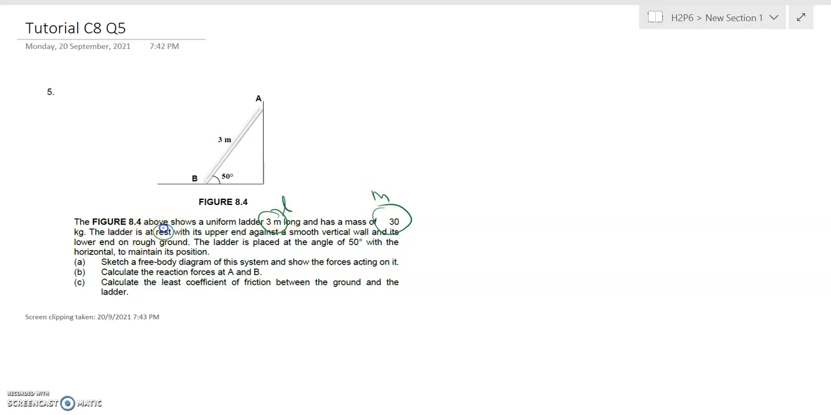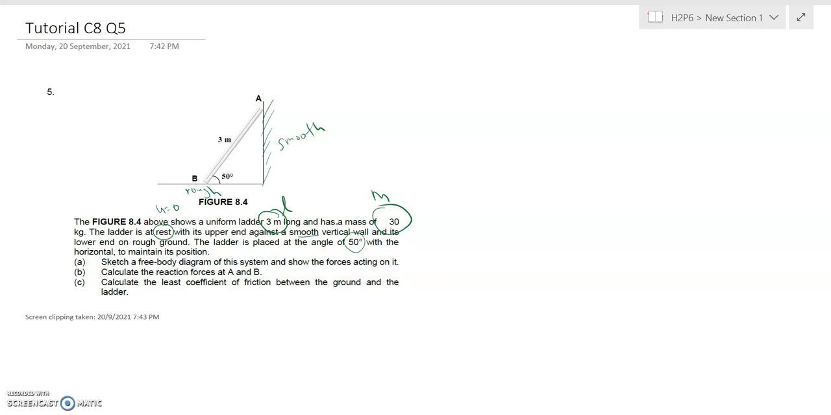The ladder is at rest, meaning u is 0, with its upper end against a smooth vertical wall. So here the wall is smooth, and the lower end is on rough ground. The ladder is placed at an angle of 50 degrees with the horizontal. To maintain its position, sketch a free body diagram of this system and show the forces acting on it.